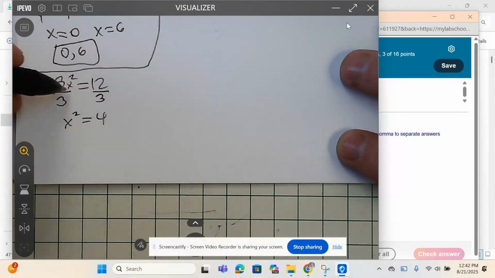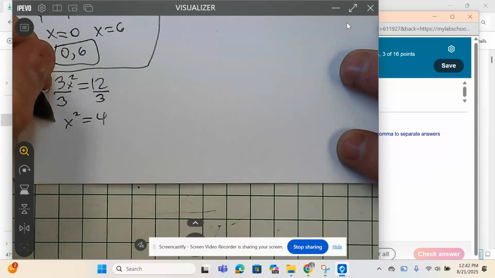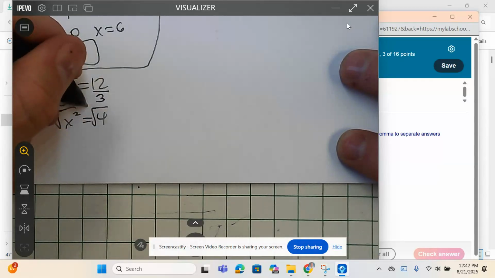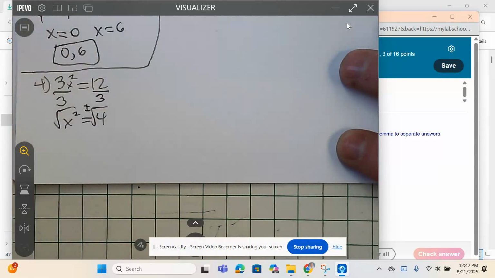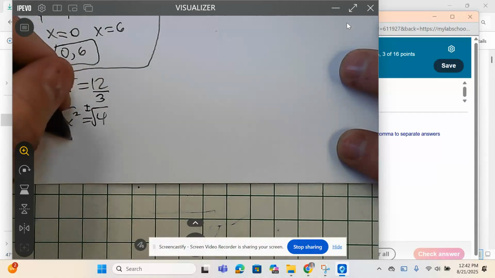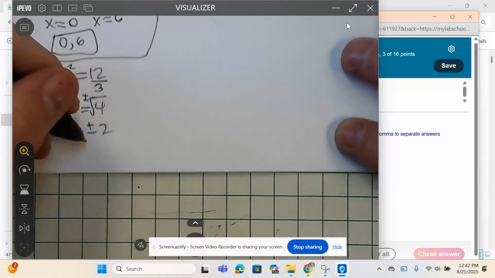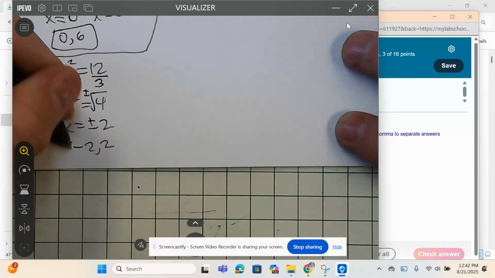So divide by the number. Anything attached to it or anything around it, you've got to move it. You want to get the x squared by itself, and then you can square root both sides. Square root, put a plus or minus in front. What's the square root of 4? 2. So it'd be plus or minus 2. So my solution set would be negative 2, 2.